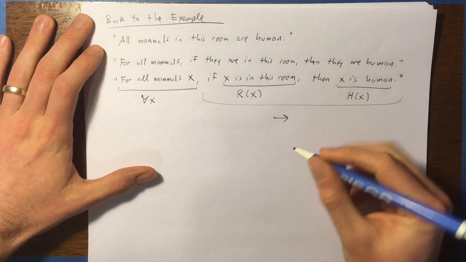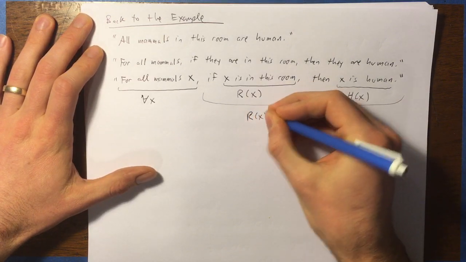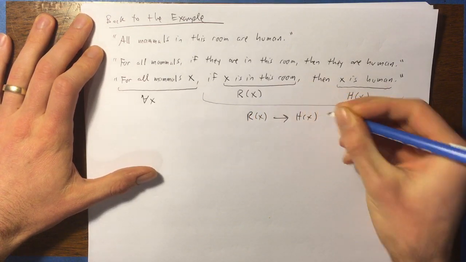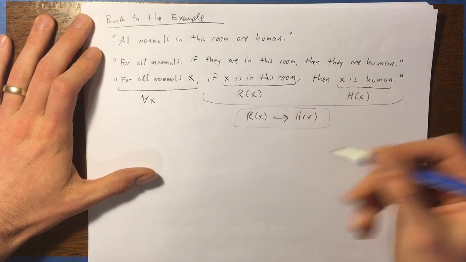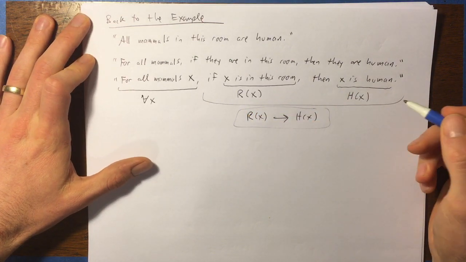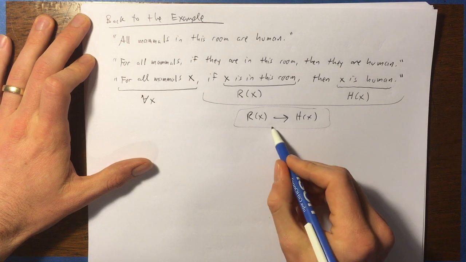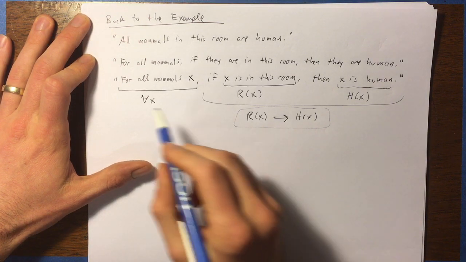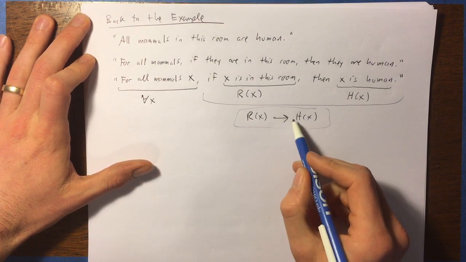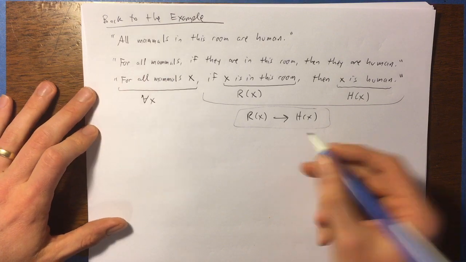Now, when you do this implication, R of X implies H of X, this whole thing is another predicate. When you combine predicates with operations, you get a new predicate. So this is the predicate, which is being quantified by the quantifier for all X. Okay. So now this is what I've got.